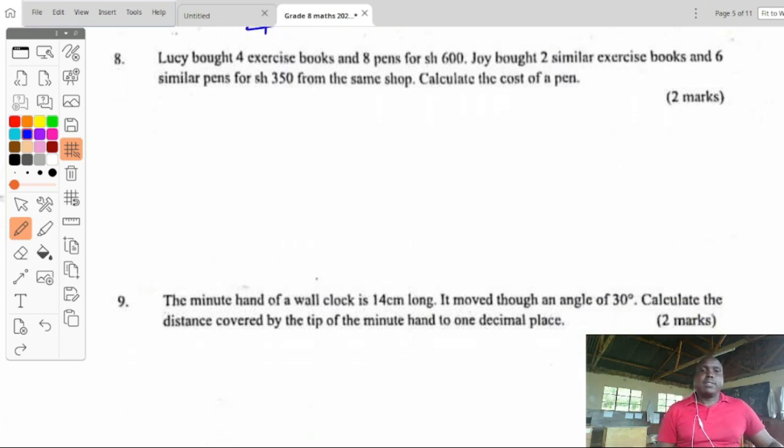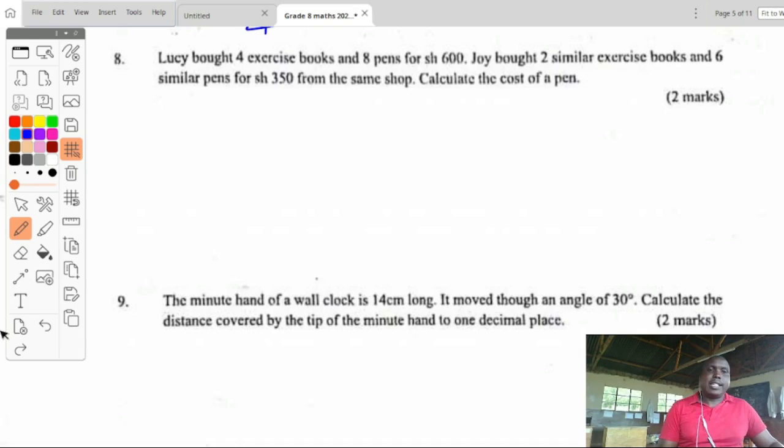Lucy bought 4 exercise books and 8 pens for shillings 600. Joy bought 2 similar exercise books and 6 similar pens for shillings 350. Calculate the cost of a pen.